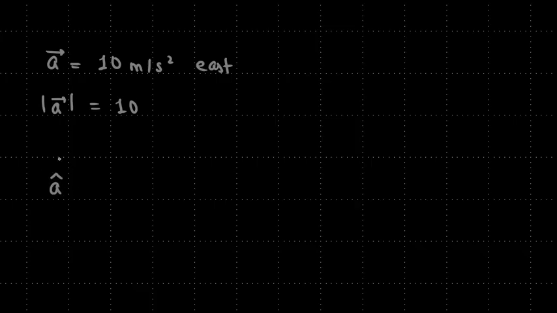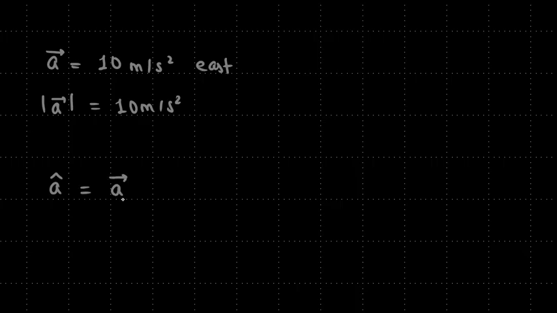Suppose I had an acceleration which was 10 meter per second squared east. Let's just suppose that. Which means the magnitude of the acceleration is just 10. The length is 10, right? And now, since we need to find this, it's going to be 10 meter per second squared. We need to find a hat.